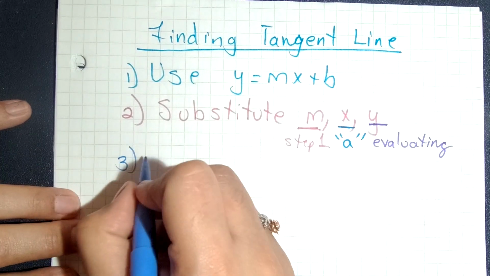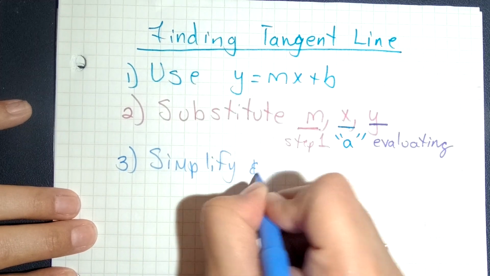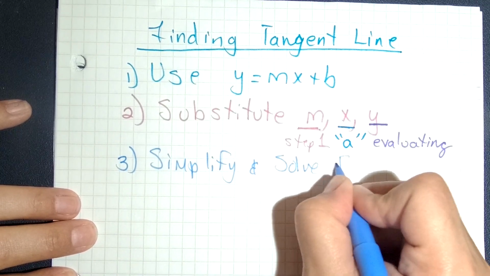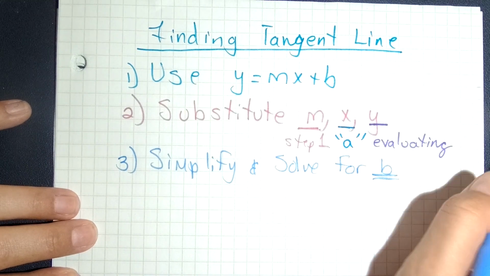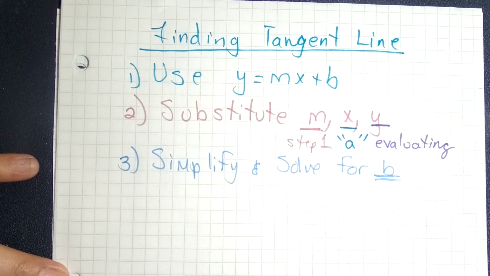Your third step is to simplify and solve for b, like we did in the do now. A lot of you are doing it. For those of you who have the printed out notes, it's labeled in each step. I just put it together. It's the same thing.